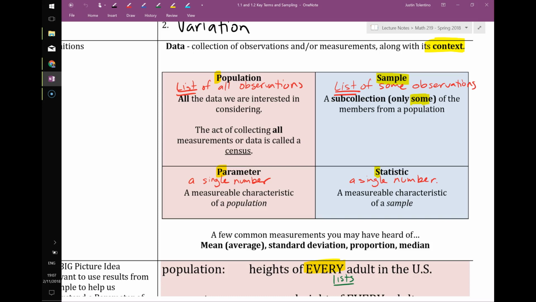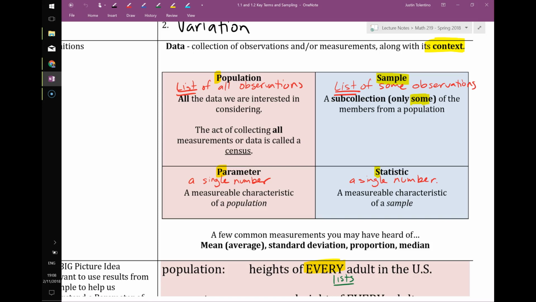First, population, as we've seen in red, it's all of the data that we're interested in considering. Everyone, everything. And as you saw, the word census means if we actually go through and collect all that data. Now, if we didn't have all that data, we would call it a sample, where it's only some of the data. Or you can think of it as a sub-collection, a subset of those people. So if we have everyone, it's the population. If you have only some, it's a sample.